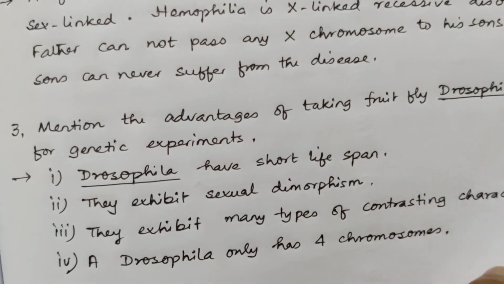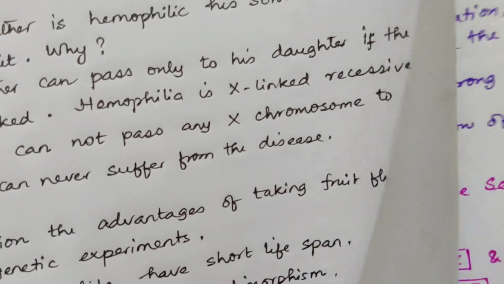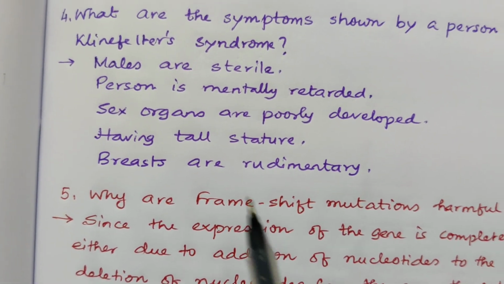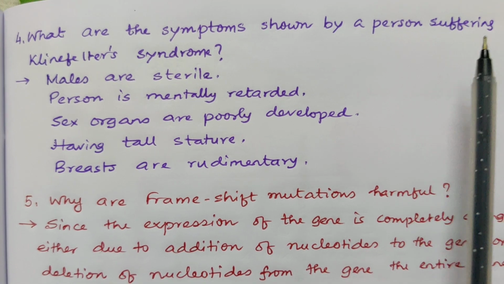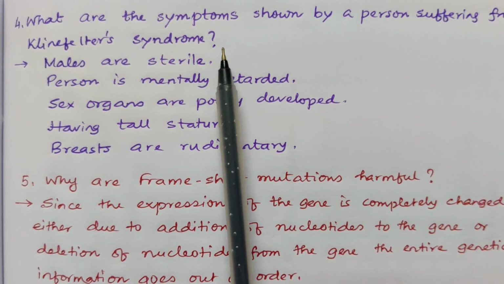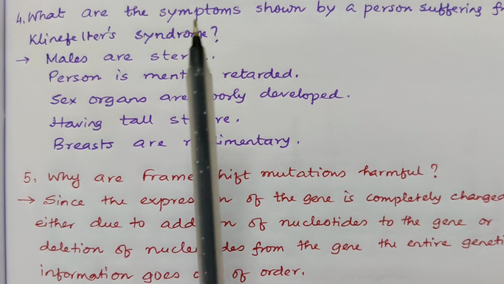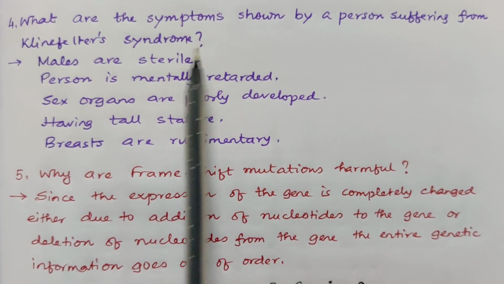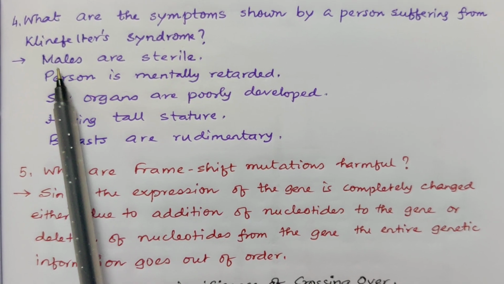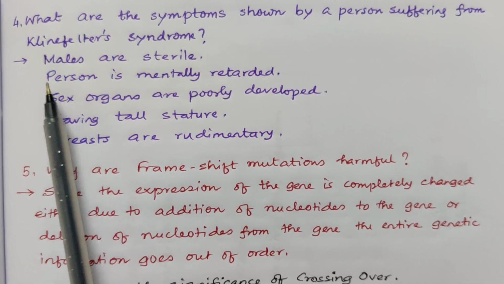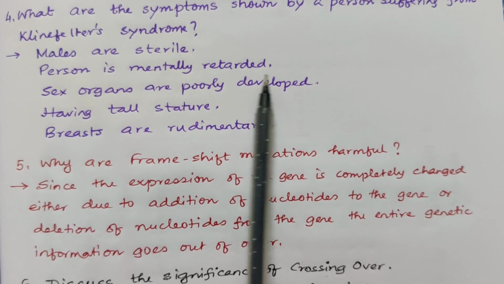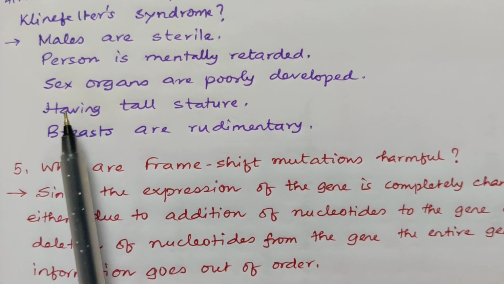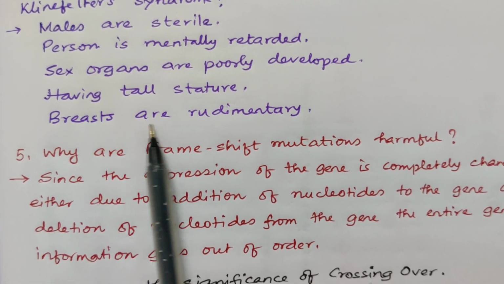Let's come to other part. Question number 4. What are the symptoms shown by the person suffering from Klinefelter syndrome? In case of Klinefelter syndrome, only the males are affected, not the females. The males are sterile. The person is mentally retarded. The sex organs are poorly developed. They have a tall stature and the breasts are rudimentary.